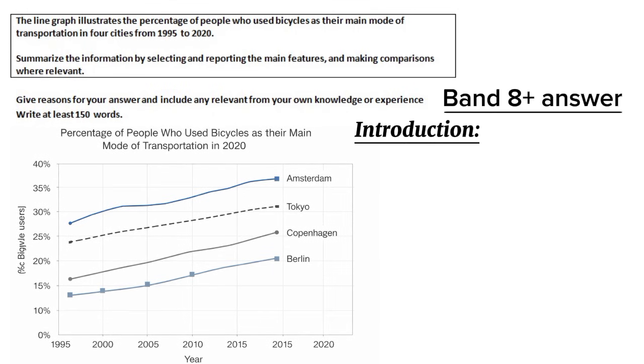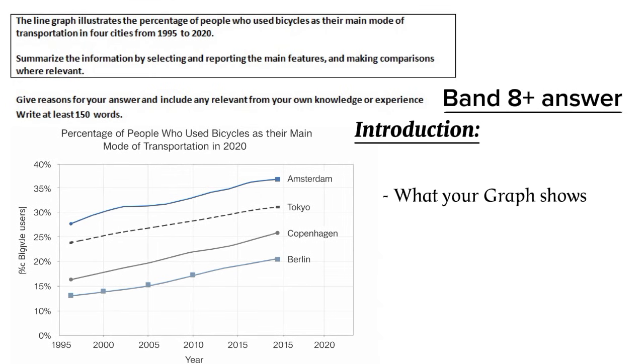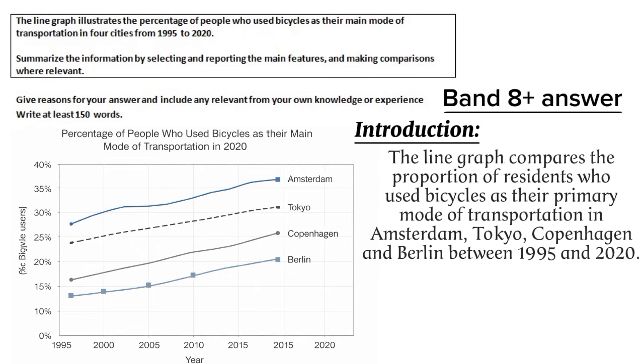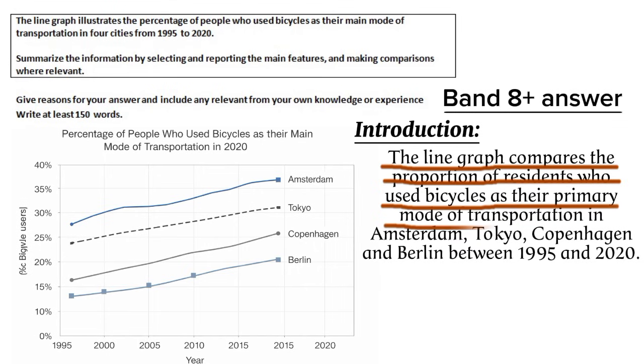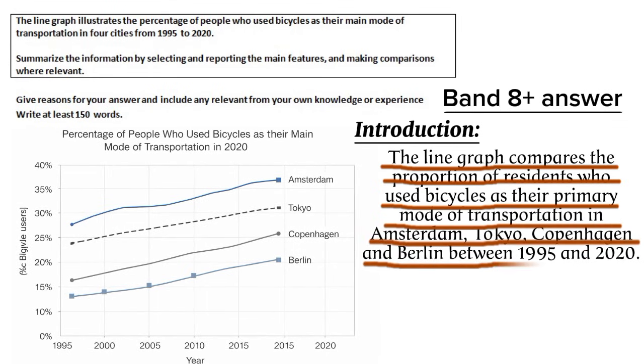For the introduction, you need simply to paraphrase the information from your topic. It should not be longer than 2 sentences. You need simply to tell what your graph shows and for what period of time. And here is how I wrote it. The line graph compares the proportion of residents who used bicycles as their primary mode of transportation in Amsterdam, Tokyo, Copenhagen, and Berlin between 1995 and 2020.